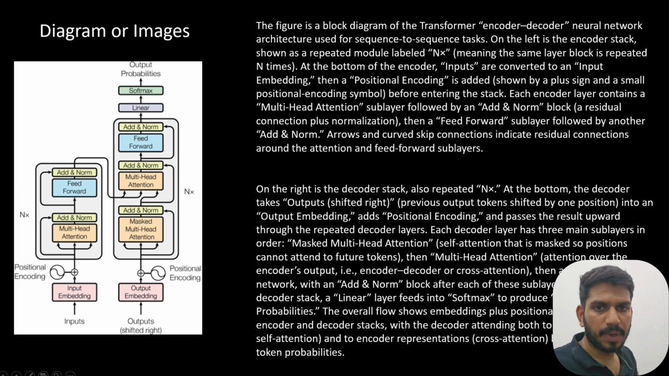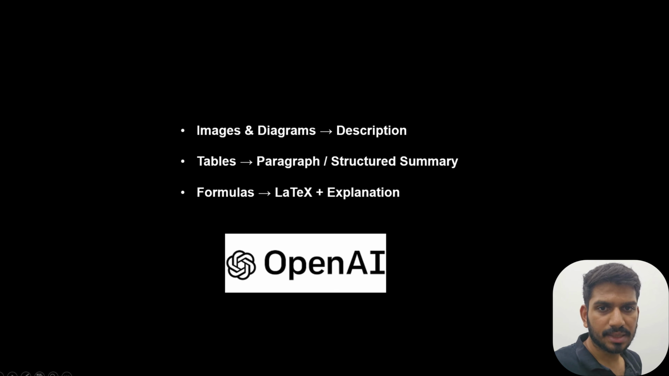PDFs often contain diagrams and images which text embedding models cannot understand directly. So we generate a detailed caption and description for each image. This converts visual information into text, making it visible for embedding and retrieval. To summarize, images and diagrams become description, tables become structured summaries, and formulas become LaTeX with explanation. To generate these, we use Vision LLM like GPT-5, which can understand visual content in the PDF and convert it into meaningful text.